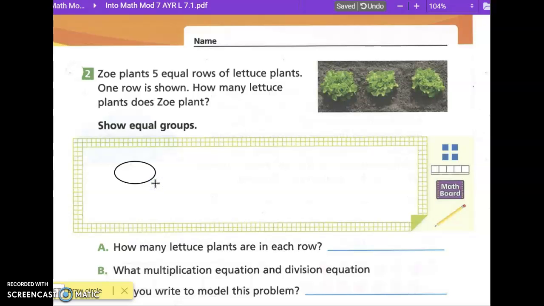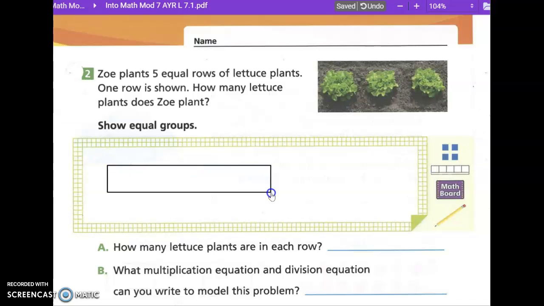Whoops, I don't want it to be a circle. And then we're going to divide it into how many equal rows does she make? 5, right? So divide your bar model into 5. How'd you draw that so good? I used my shape tool. Mine aren't quite equal, but try and make yours equal.